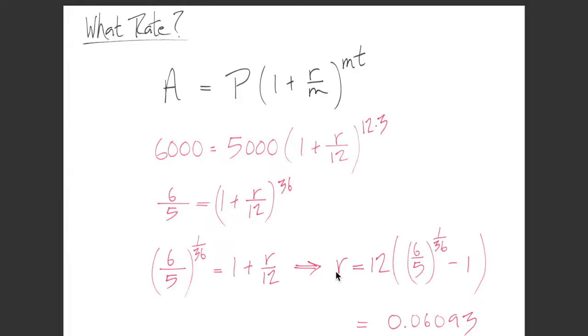And by the way, WebAssign, I think, will usually want interest rates as a percentage. So the 0.06093 would translate into 6.093%. So John here needs a 6.093% interest rate to have that $5,000 principal accumulate to a $6,000 amount over 3 years in this situation.